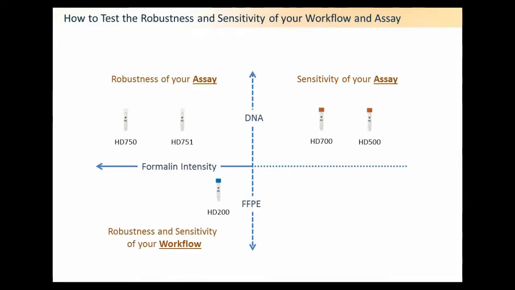If you want to then start testing the robustness and the sensitivity of your assay, these are the samples that Hadass has been using in studies here. So this is a very severely formalin-compromised sample. This is the mild formalin-compromised sample, and that will test both the robustness and sensitivity of the workflow.